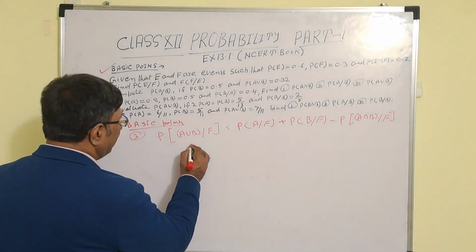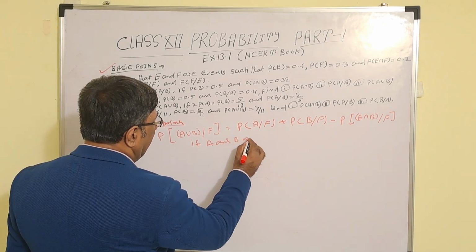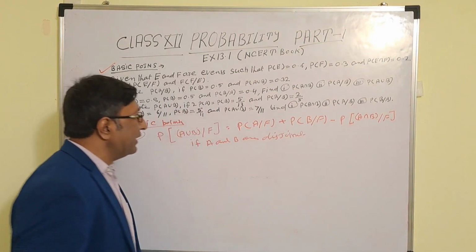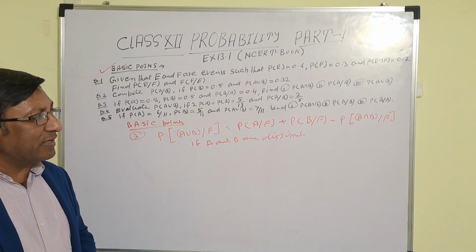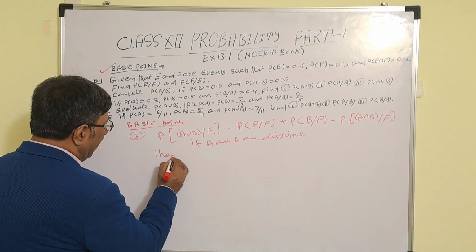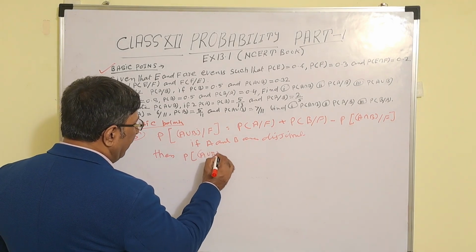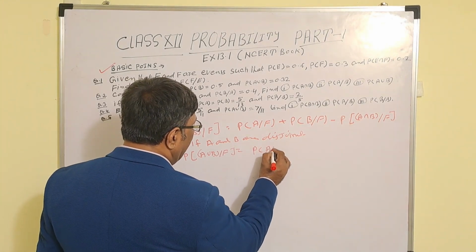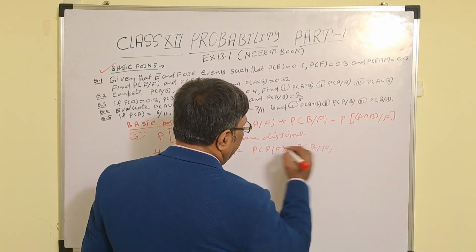But if A and B are disjoint, that is, A event and B event have no common element, then P of A intersection B will be 0. In this case, you can write in this format, third point: probability of A union B when F already occurred equal to simply probability of A by F plus probability of B by F, right?